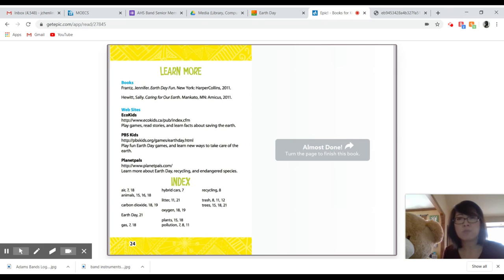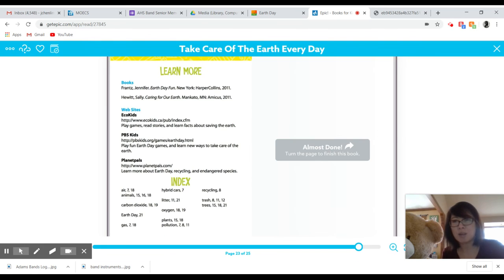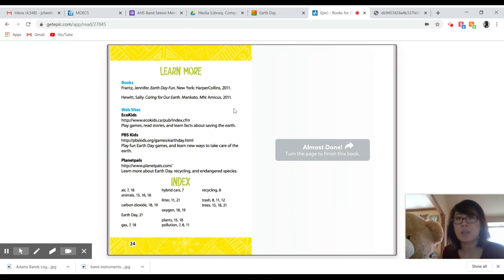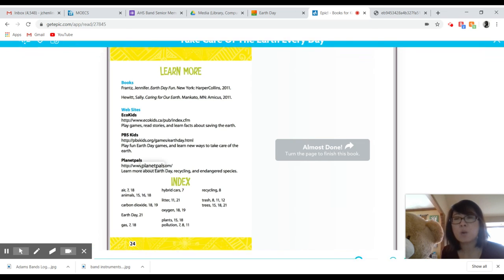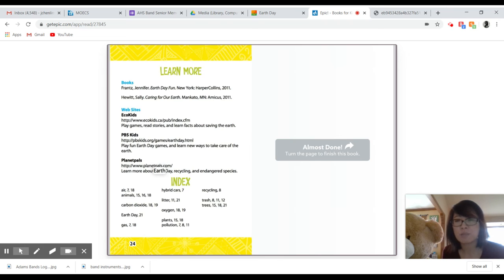All right. Before the index, on top of the index, you will actually see the Learn More section. And Learn More sections are not necessarily in every nonfiction book, but this one has it. And it basically gives you more ideas of what books to read if you want to learn more about Earth Day. And some websites are even listed here for you to maybe click on if you want more information on how to take care of the earth.